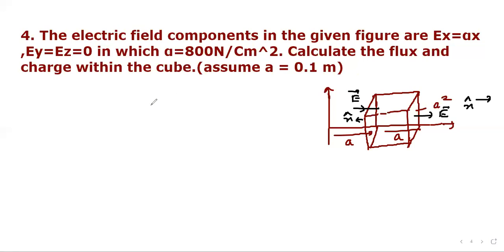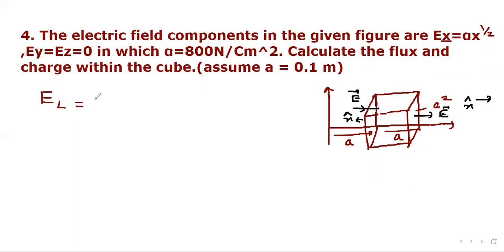So question is, the electric field components in the given figure are Ex equal to alpha x power half, Ey and Ez are 0, where alpha equal to 800 Newton per coulomb meter square. Calculate the flux and charge within the cube. So here we have to calculate the electric field at left face first. So electric field at left face, suppose we give the name it as EL.